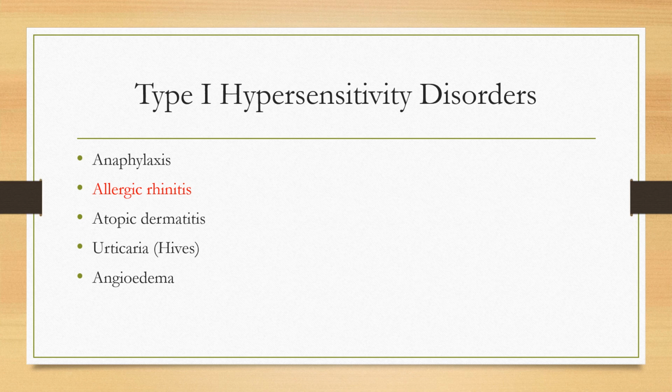In a type 1 hypersensitivity disorder, there can be anaphylaxis. However, allergic rhinitis, ladies and gentlemen, listen up, and then listen up one more time. Allergic rhinitis is a type 1 hypersensitivity disorder. Atopic dermatitis, urticaria hives, and then angioedema are all type 1 hypersensitivity disorders as well.